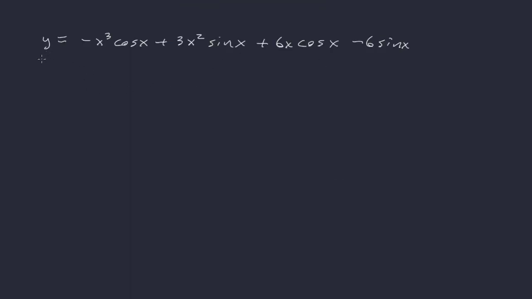All right, for this next example, let's say y is equal to negative x cubed cosine x plus 3x squared sine x plus 6x cosine x minus 6 sine x. Now, as written, this is actually not going to be very nice because we're going to have a product rule here, another product rule here, another product rule here, and then this one is just, you know, the constant comes along for the ride. So this is a lot of product rules.